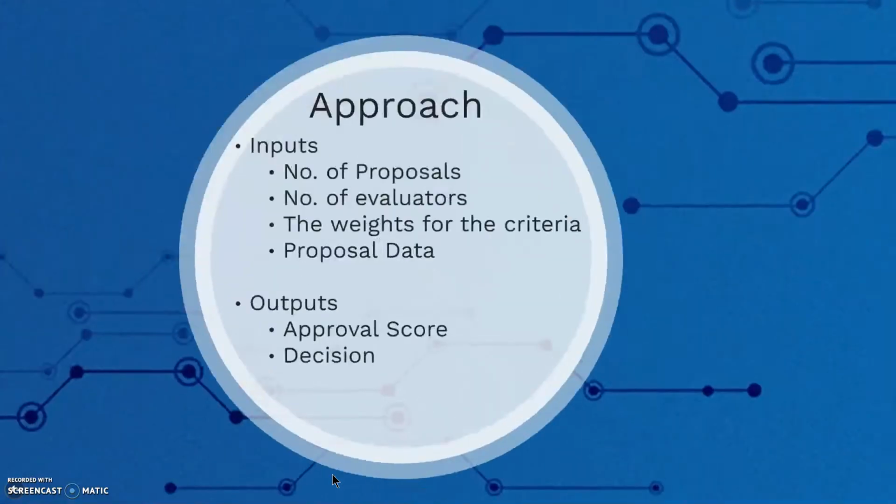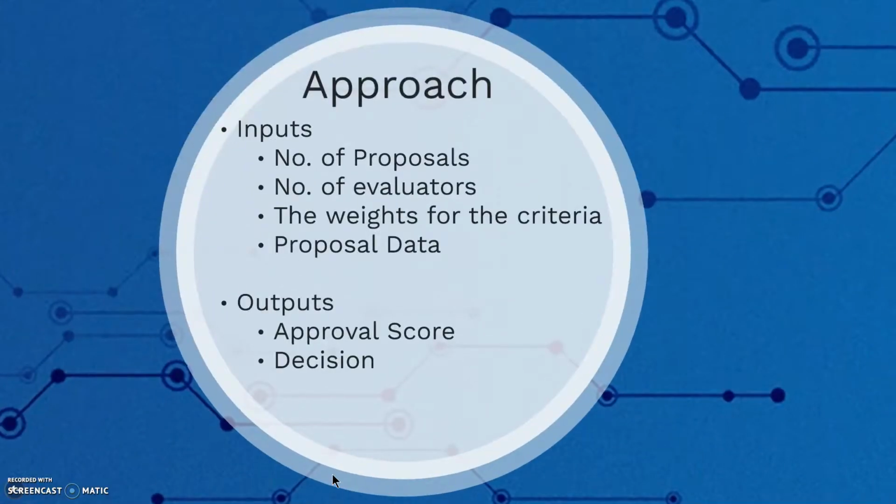Okay, so now let's take a look at the approach. This approach is quite simple. The code shows the formula and modeling and some of the math behind it, but basically we put in the main inputs that I've listed here: the number of proposals that are going to be evaluated, the number of people that are going to be evaluating the set proposals, the weights for each criteria, and then the proposal data itself.